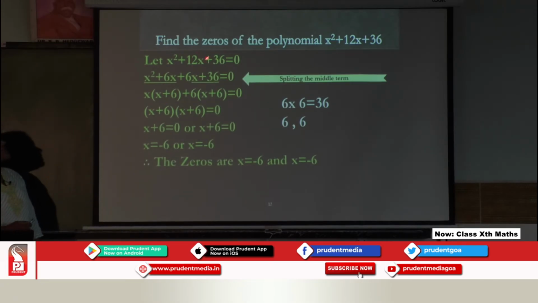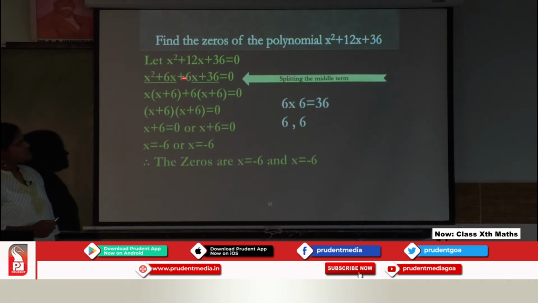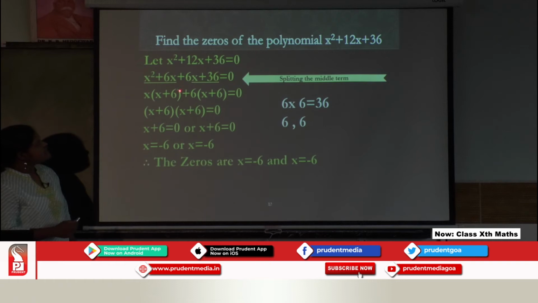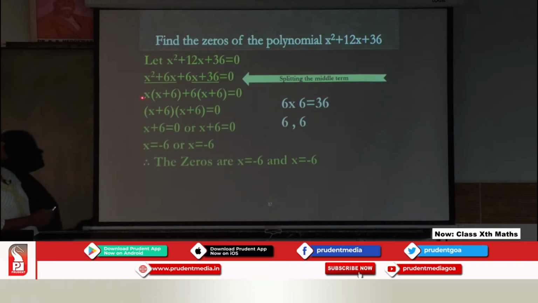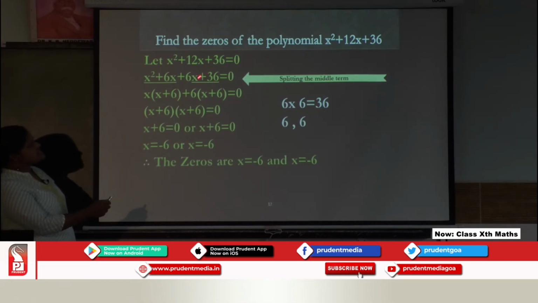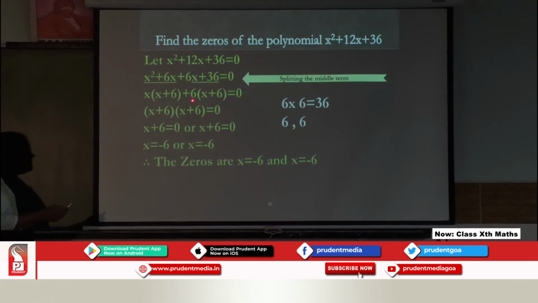So what do I do? In place of 12 I write 6 and 6. So again group them. In the first group x is common, take it out. What is left is x plus 6. Between 6 and 36, 6 is a common factor, take it out. What is left is x plus 6. Now x plus 6 is a common bracket, take it out. Again what is left is x plus 6 in the second bracket.